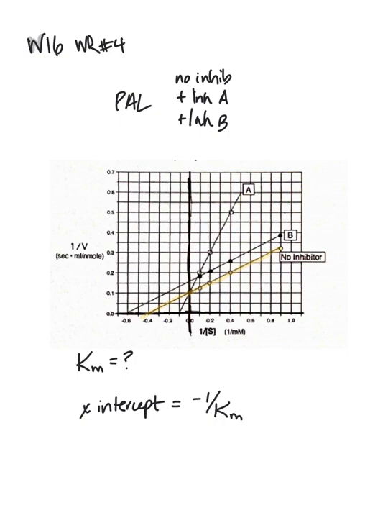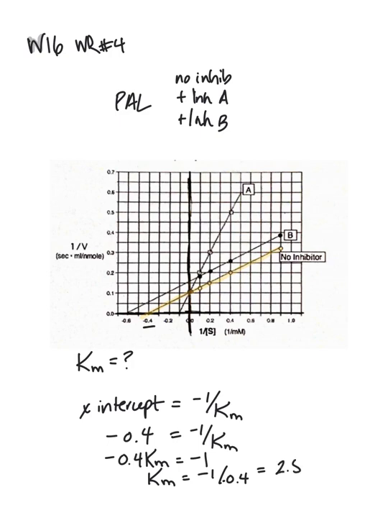The x-intercept for that line is -0.4. So -0.4 equals -1 over Km. Cross multiply to get -0.4 Km equals -1. Km equals -1 over -0.4, and that is 2.5. I'm adding my units here now, millimolar. And that is the Km for PAL, the enzyme that we're working on.